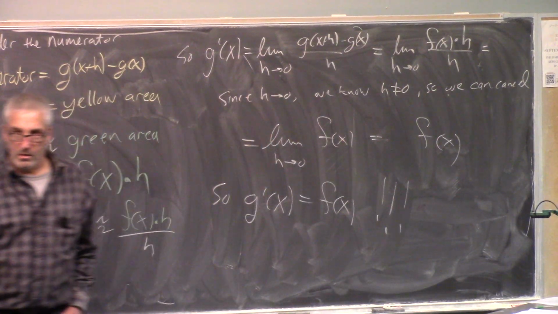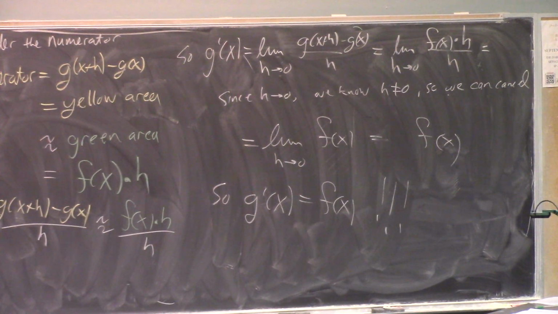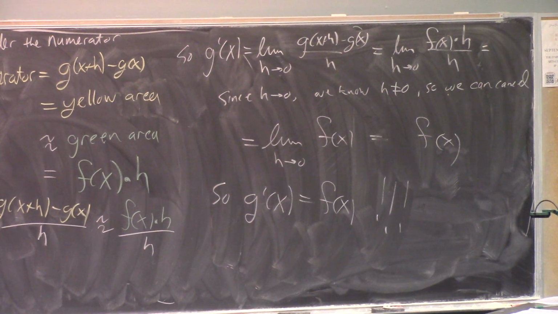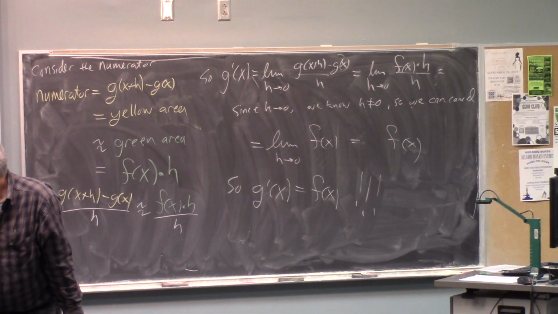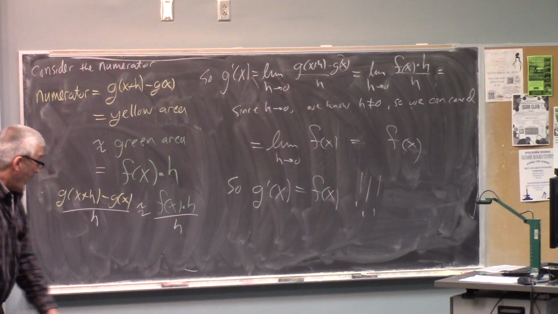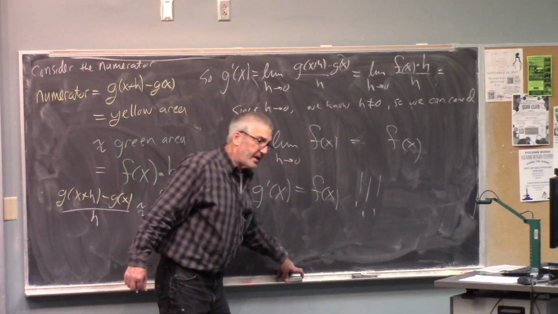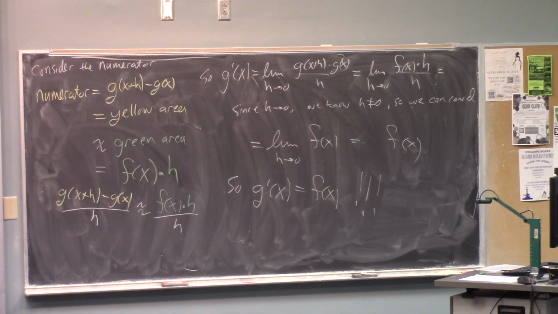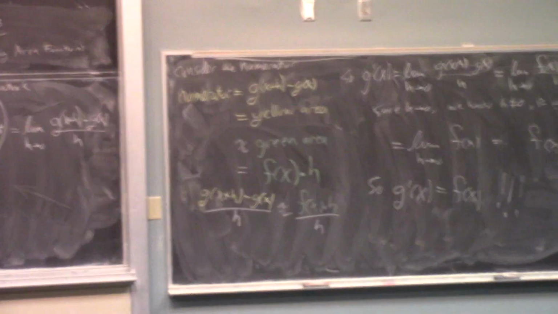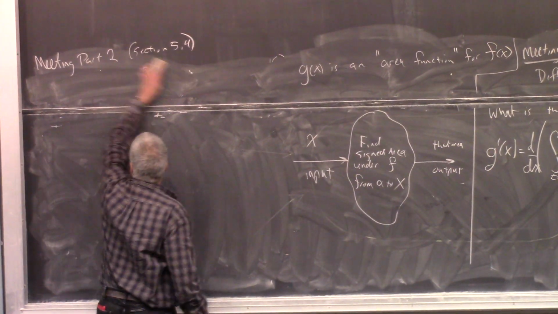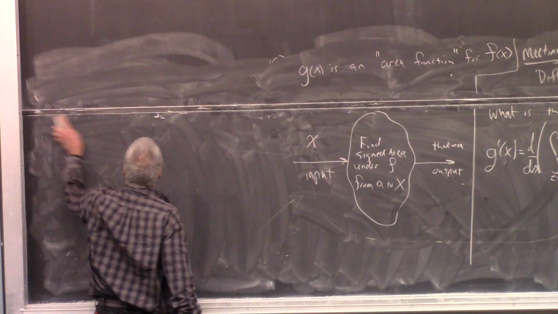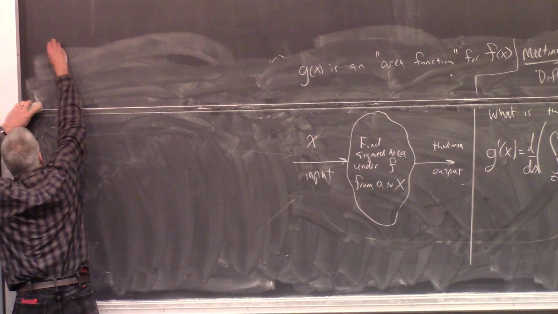That is a weird thing. You build this bizarre thing called an area function, and you take its derivative and you get f of x. So what you've built when you build the area function is you've built an antiderivative. Well, so that's such an important fact that it's given a name. It's called the fundamental theorem of calculus.